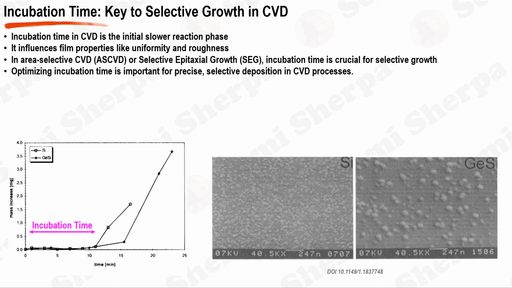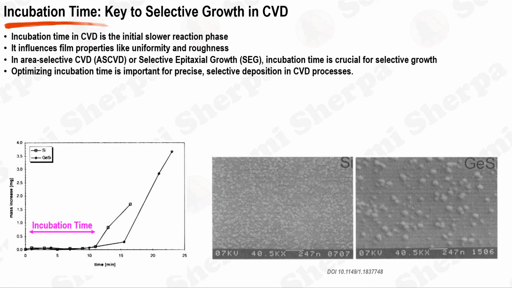It's critical to grasp the impact of incubation time as it holds significant sway over the characteristics of the resulting film. It could influence the uniformity of the film, as some areas of the substrate may commence reactions earlier than others. Also, it could determine the film's roughness as the film initiates growth on nucleation sites that are formed during this period. The incubation time's length hinges on multiple factors such as the substrate material and its initial surface condition, the type and concentration of the precursor gases, and the deposition conditions, including temperature and pressure.